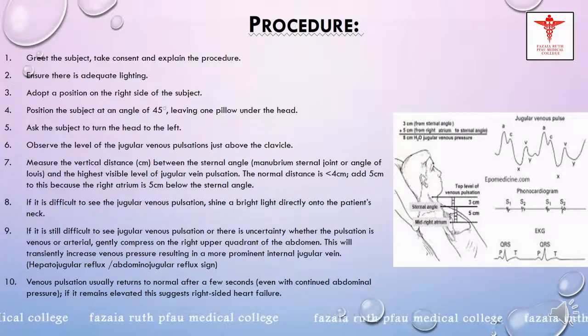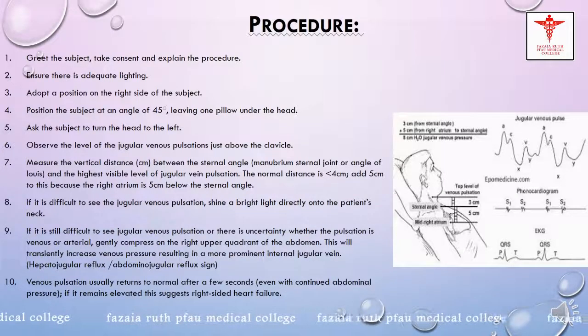Now I would like to tell you about the pulsations. How the pulsations occur. What are the A, C and V waves, and the X and Y descents. So there are upward deflections and downward deflections. You can see in the diagram given here in the picture that there is an A wave, a C wave, and a V wave, which are upward deflections. And then you can see an X descent and a Y descent, which are downward deflections.